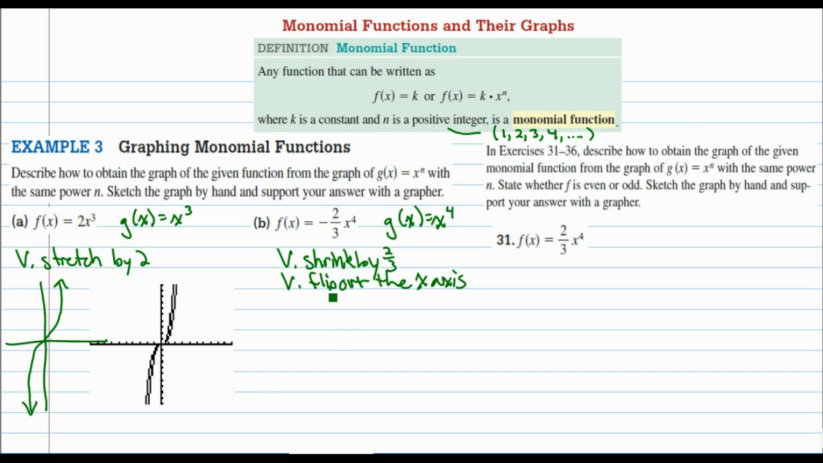Okay, so instead of the graph looking like this, it's going to be shrunk, so it's going to look smushed down towards the x-axis and flipped. I think that's the best way to represent my sketch.